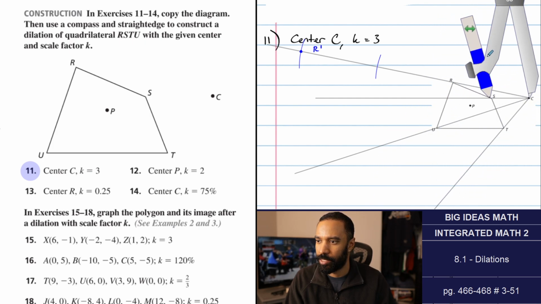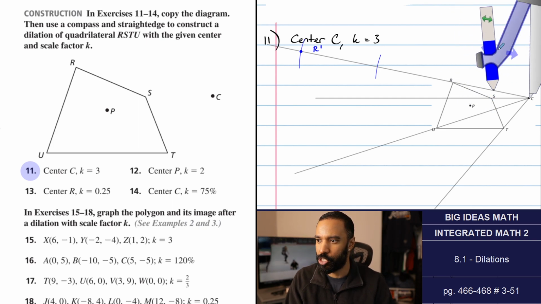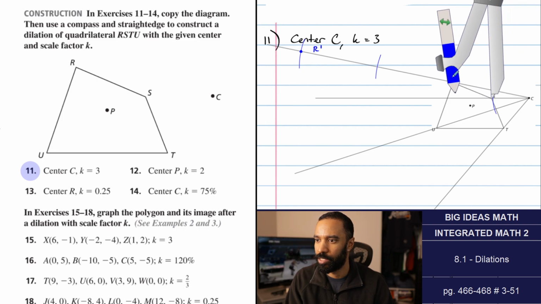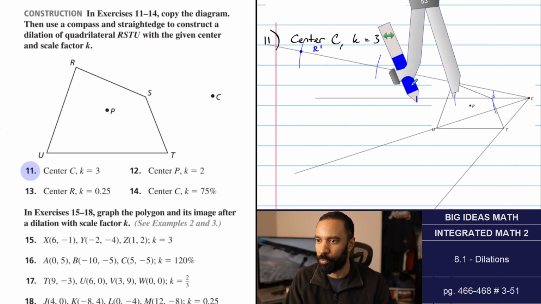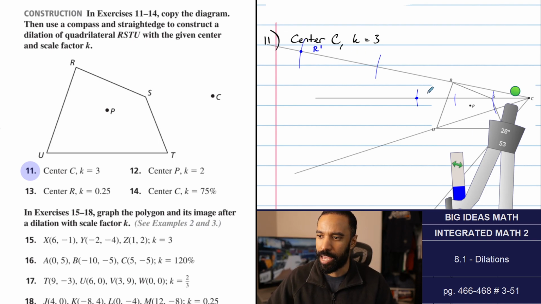S, not quite as far out. Let's shrink that guy. Unfortunately, I don't think I can get the right snappage with my compass. Whatever. S, that's 1, 2. Go a little farther out than the thing. 3. That'll have to do. You can be perfect on your paper. S prime.